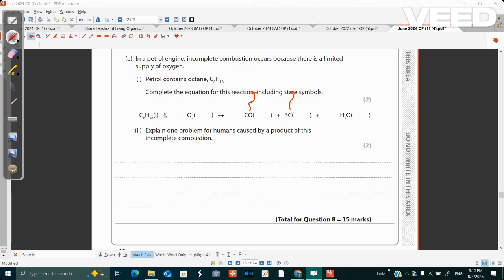Complete the equations. So here they are. We need the states, right? Easy. Gas, carbon monoxide gas. Carbon is a solid. At room temperature, H2O is a liquid. Right? Keep that in mind. Yeah, if the temperature is going up, it becomes a gas. But we assume it is happening under room temperature, so therefore it is a liquid.